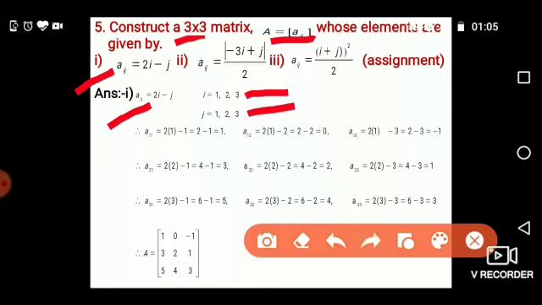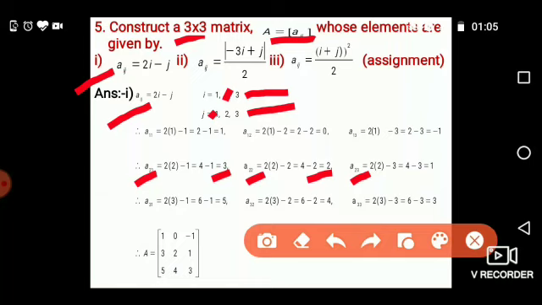Similarly, we'll go for the second row. I is 2, J is 1. We'll get an element A21. Therefore, it is 2 twos are 4 minus 1, which is equal to 3. I is 2, J is 2, we'll get 2 twos are 4 minus 2, which is equal to 2. And second row, third element, I is 2, J is 3. We'll get 4 minus 3, which is equal to 1. Therefore, the second row elements in this matrix are 3, 2, 1.